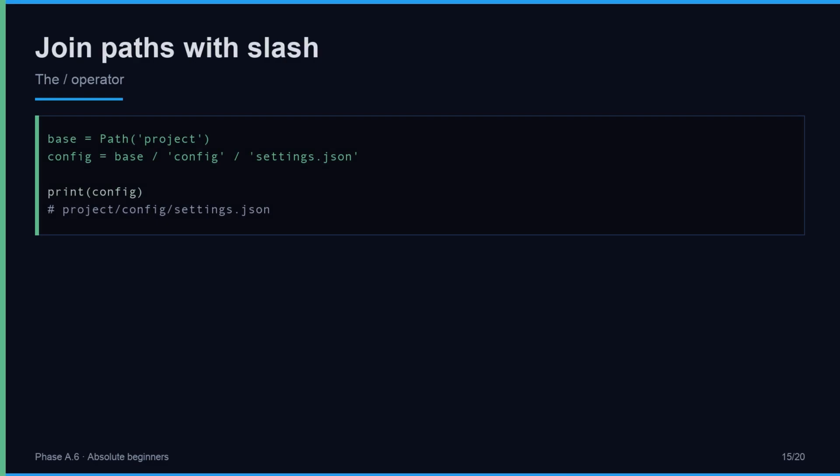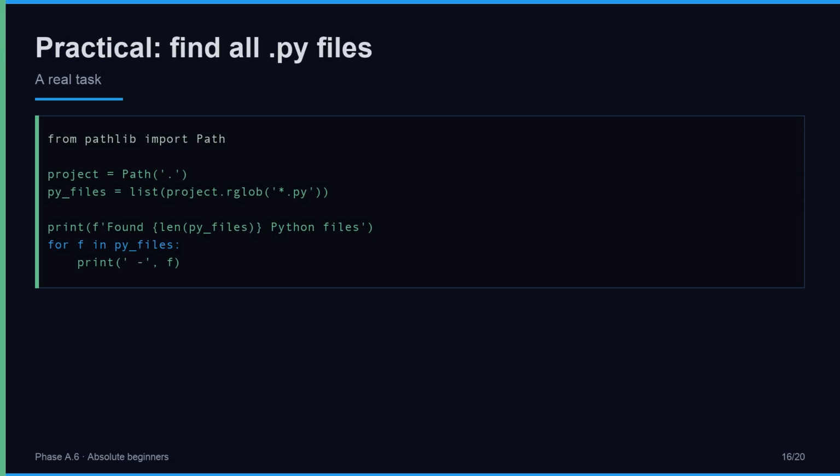Pathlib has a beautiful trick for joining paths. You use the / operator. base is Path of project. config is base / config / settings.json. The slashes join the parts into one path, and Pathlib uses the right separator for your operating system automatically: / on macOS and Linux, backslash on Windows. You never concatenate path strings with plus again. Use the / operator. It is clearer and it is correct on every platform. / joins paths.